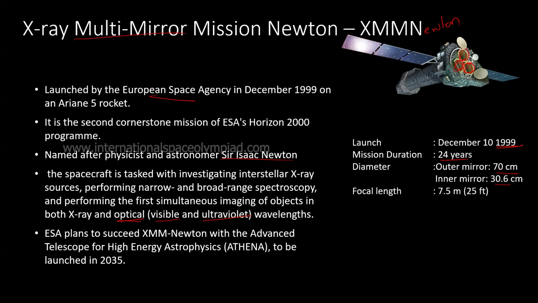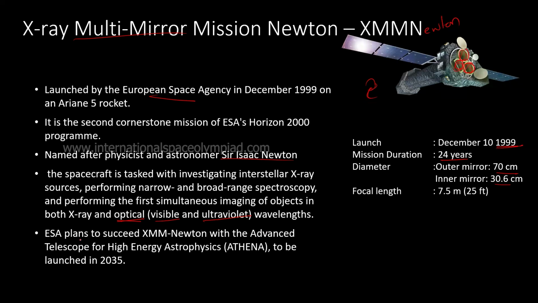The advantage is that whenever it is observing, suppose a galaxy which is emitting X-rays, at the same time we can record its image in visible and ultraviolet. That is an added advantage of the X-ray Multi-Mirror Mission Newton, or XMM Newton.